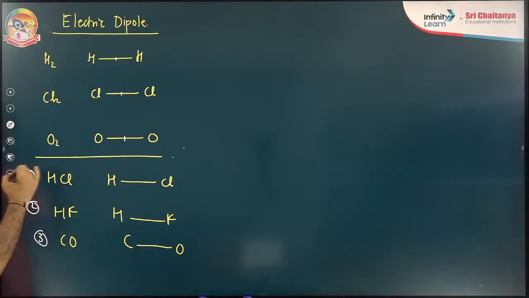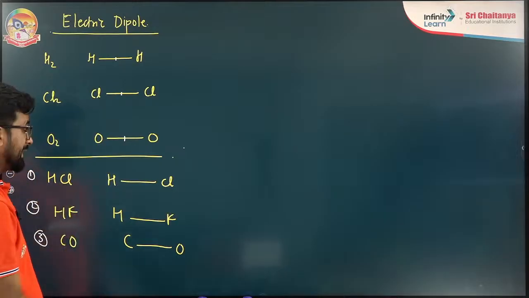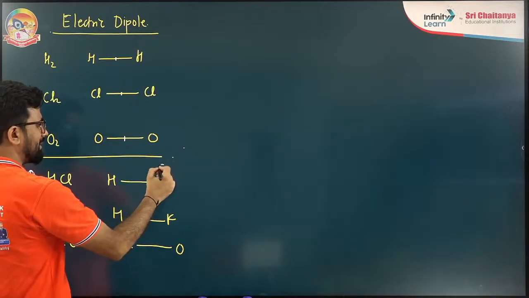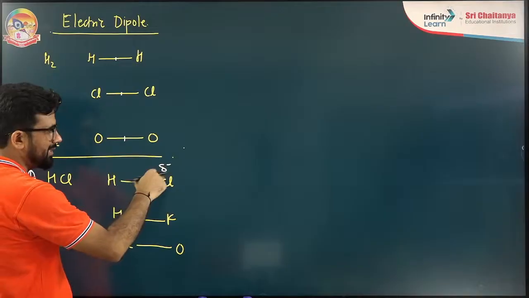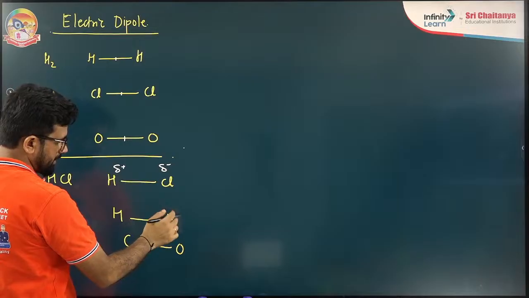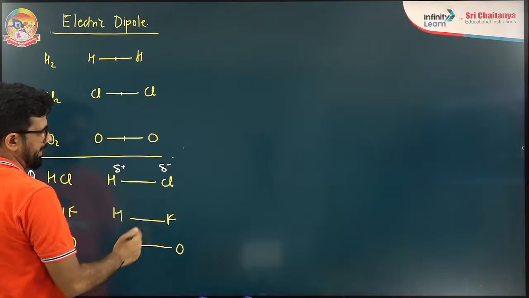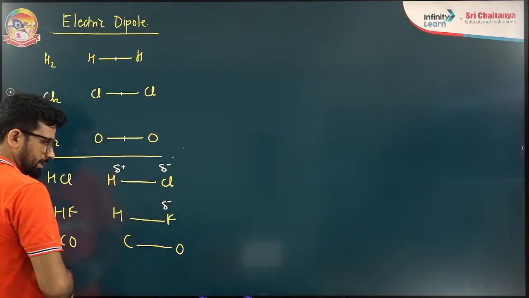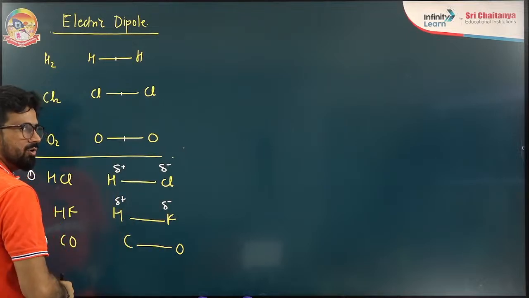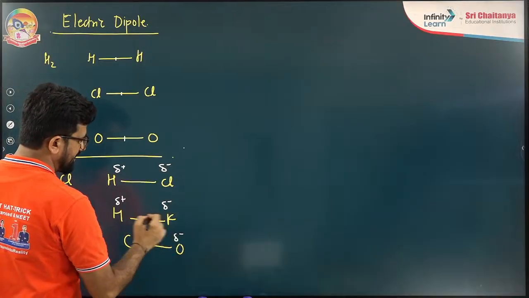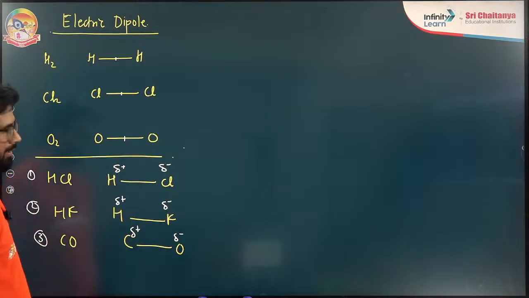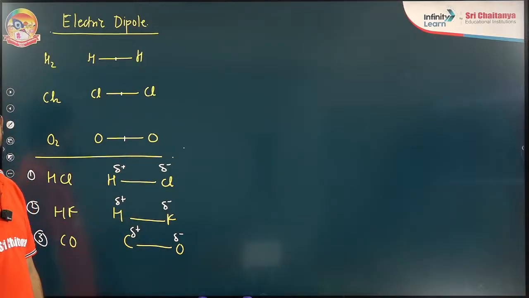But when you see the last three examples, in HCl, Cl has a more electronegative nature. That means it attracts more electrons, so it becomes slightly negative and the other becomes slightly positive. Similarly, fluorine is also more electronegative, so this is slightly negative and this is slightly positive. Similarly, in CO, oxygen is more electronegative, so it is slightly negative and carbon is slightly positive. This type of molecule we call a polar molecule.